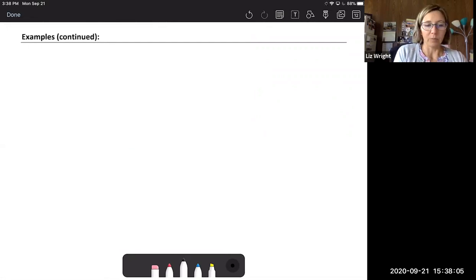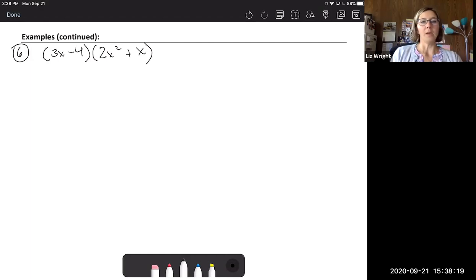All right, so number 6, we are going to have 3x minus 4, and then we are going to multiply that by 2x squared plus x. One thing I like to show you guys too is that we can do something called the table method if you would rather not FOIL. And the table method, you just put your terms in a table.